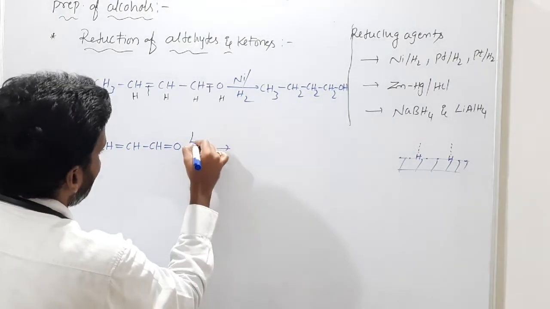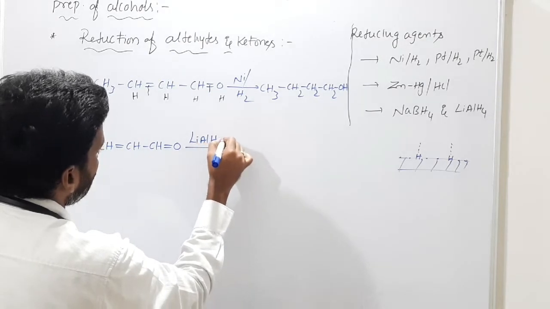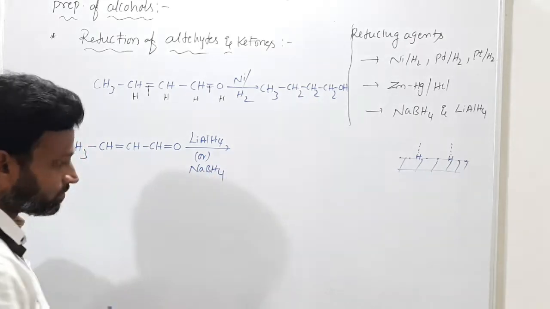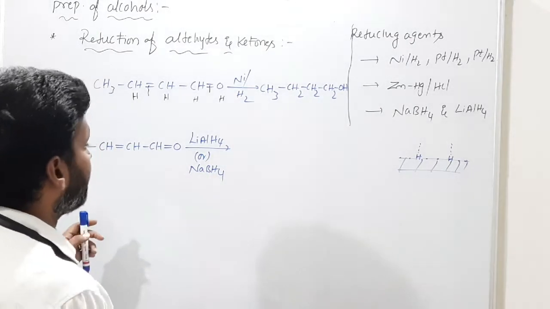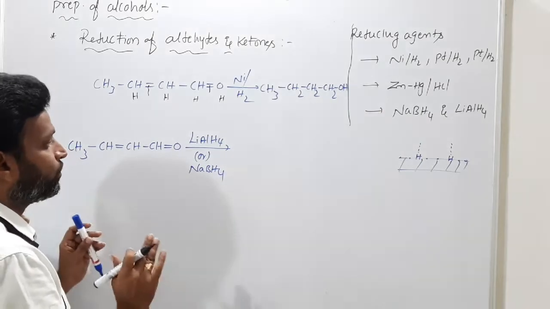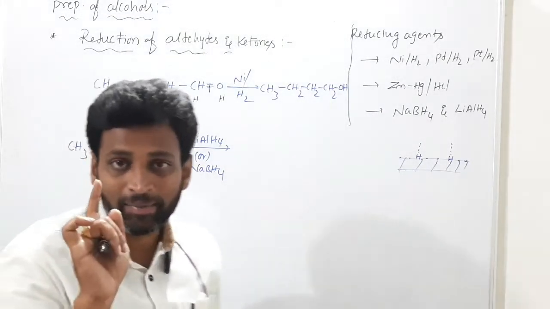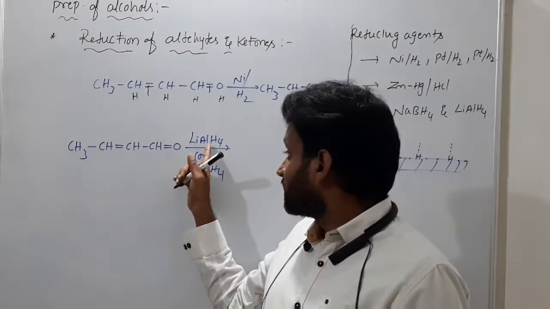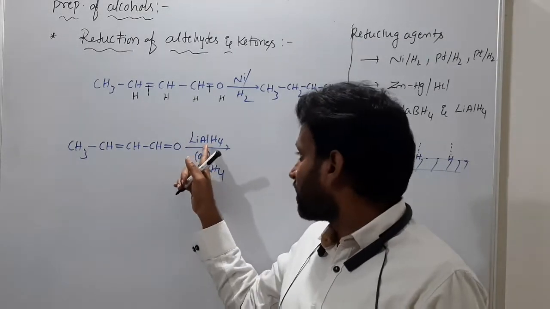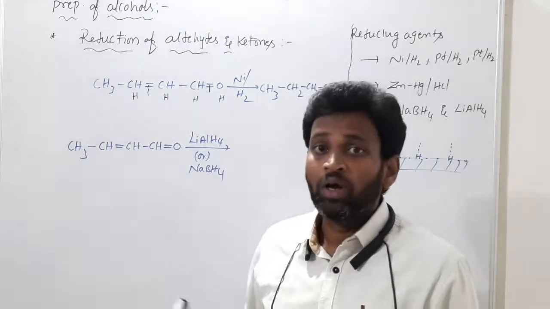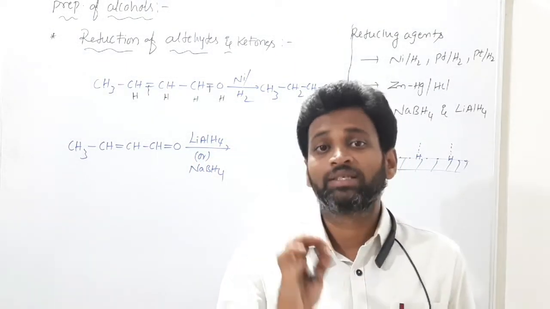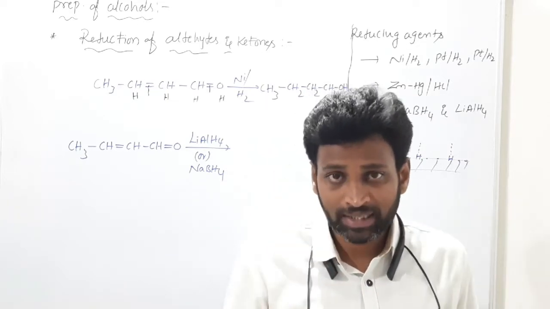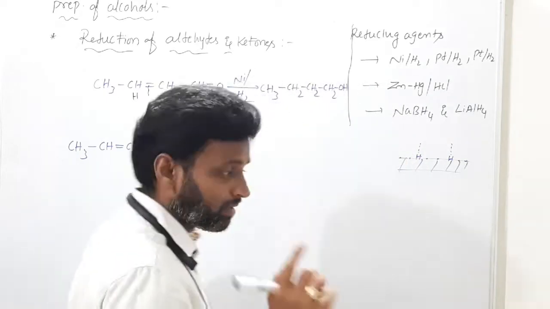If I am using LiAlH4 or else NaBH4, lithium aluminum hydride or NaBH4, as a reducing agent, remember, this is a very important point for you. These reducing agents, either one, LiAlH4 or NaBH4, if used as reducing agents, reduce only functional groups. Understanding? So this is very important for us.